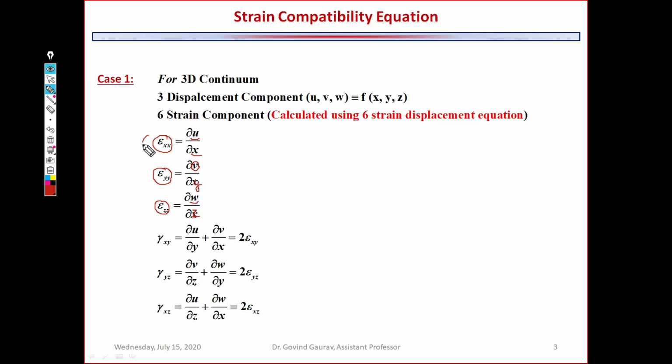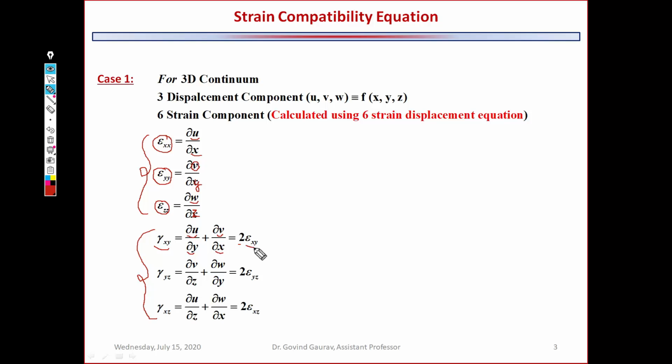So these are the three different values of the normal strains that we can calculate if we know the displacements acting in the x, y, and z directions. Similarly, we can calculate the values of the different shearing strains. The strain gamma xy is the partial derivative of the displacement in the x direction with respect to y, plus the partial derivative of the displacement in the y direction with respect to x, which is equal to 2 epsilon naught xy.